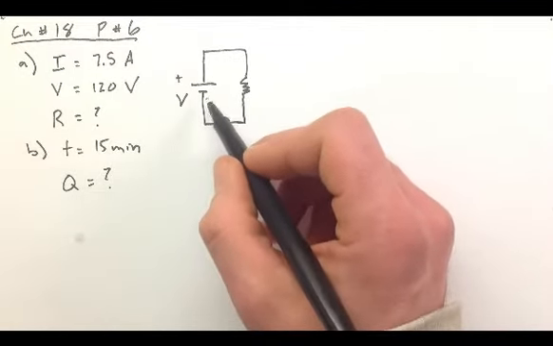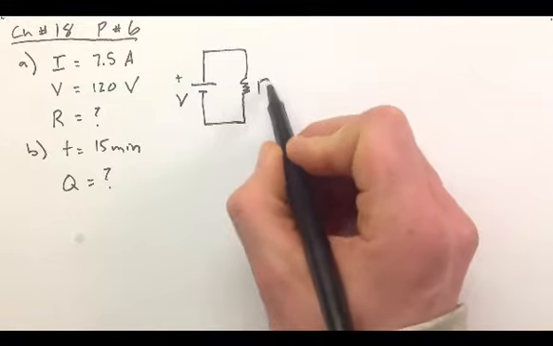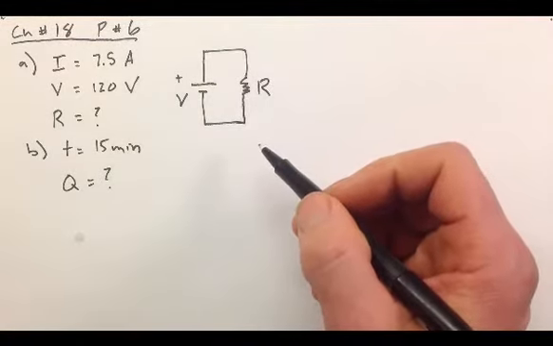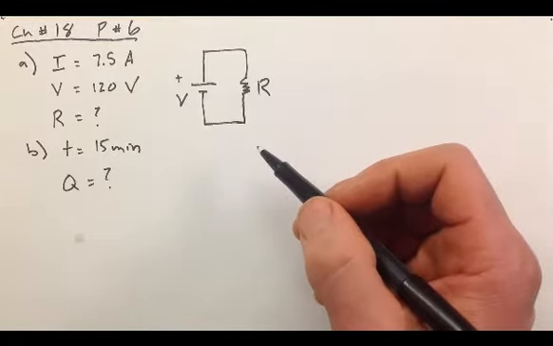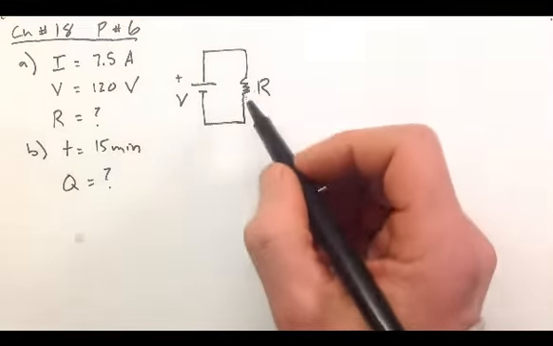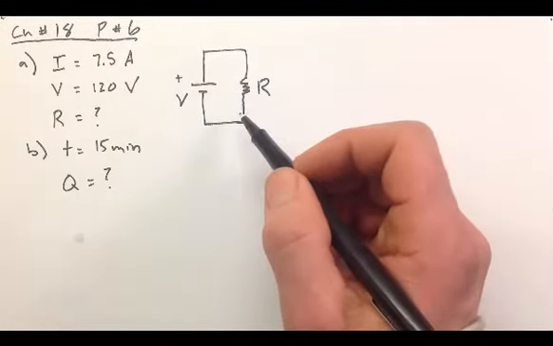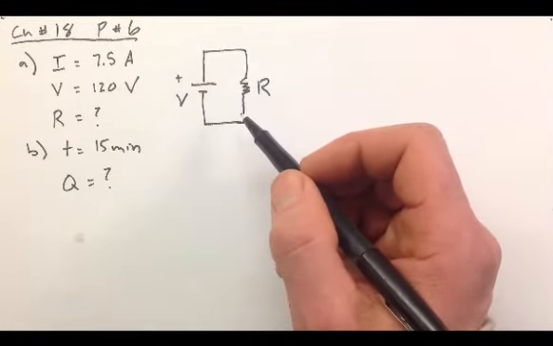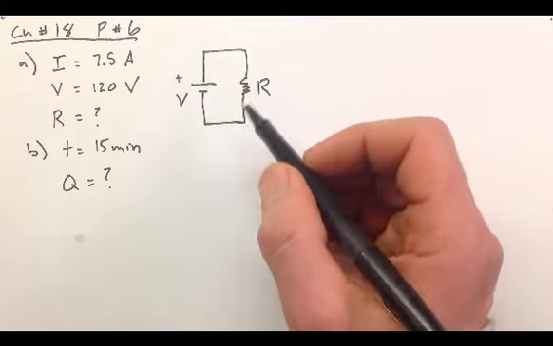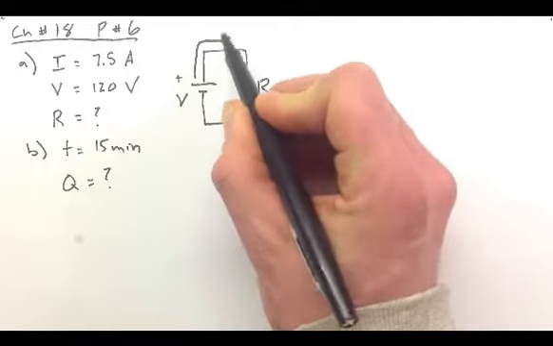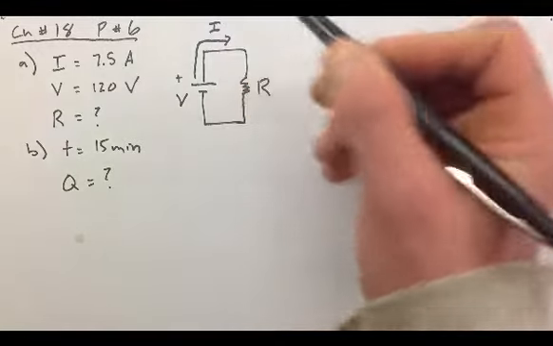So I've got a battery. I've got a wire, I've got some type of resistor. Again, think light bulb or hair dryer or engine or something that's doing something for us. It could also be just wires, which have a certain amount of resistance to them, usually kind of small. Okay. So in this circuit, we have current I flowing.